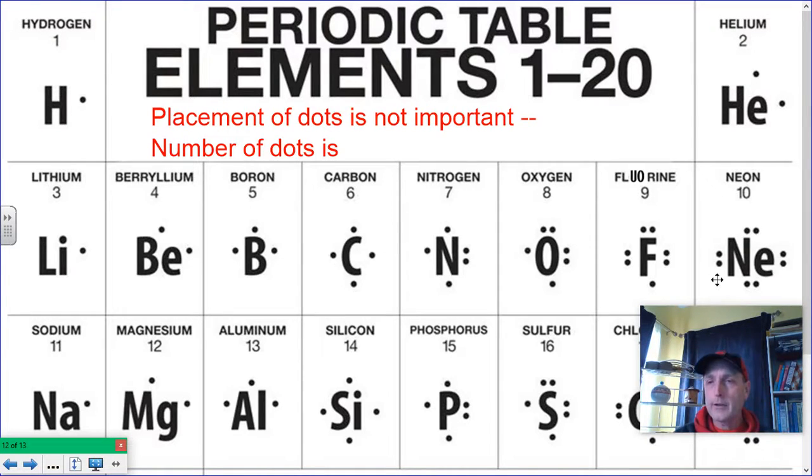It doesn't matter where exactly you put the dots around the element, but do kind of put them in pairs. See how neon has 4 pairs of 2 electrons? Don't put more than 2 together on a side, but it doesn't matter which side you put them on. It doesn't matter where you put the 1 electron by itself.